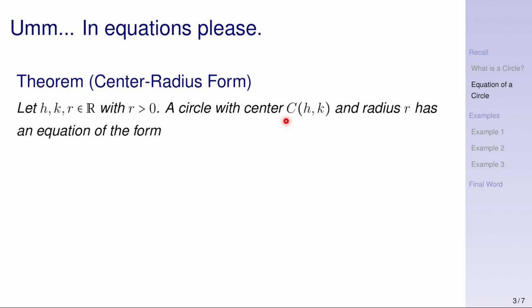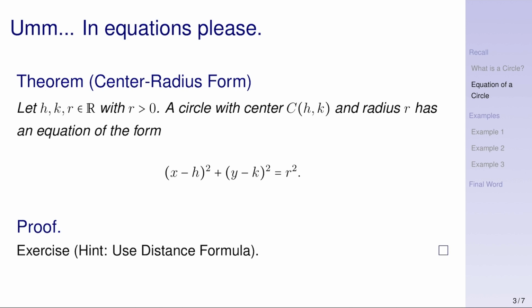So given that, a circle with center at the point (h, k) and radius r has an equation of the form (x minus h) squared plus (y minus k) squared equals r squared. And as you can see, this form might ring a bell. It kind of looks like the Pythagorean theorem or the distance formula, and that's actually where it came from. So as an exercise, you can prove this one using the distance formula.